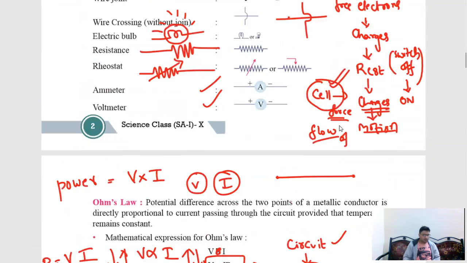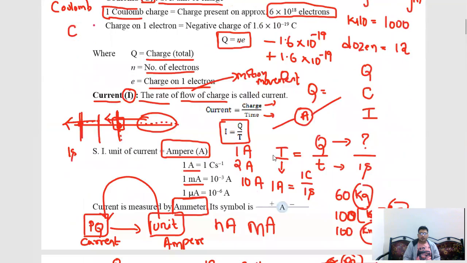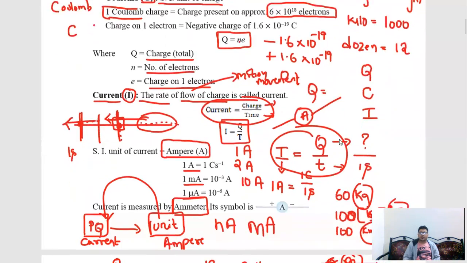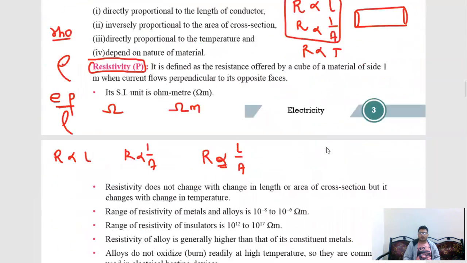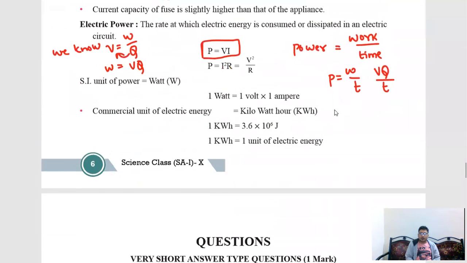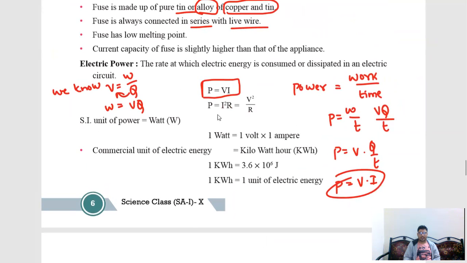You can see here, current formula, I is equal to Q by T. Here you can observe, I is equal to Q by T. So instead of Q by T, what can you write? I. So here, P is equal to V into Q by T. This can be written as V into Q by T. Instead of Q by T, you can represent I, right? So P is equal to V into I. Like that you got power is equal to the combination of voltage and current.